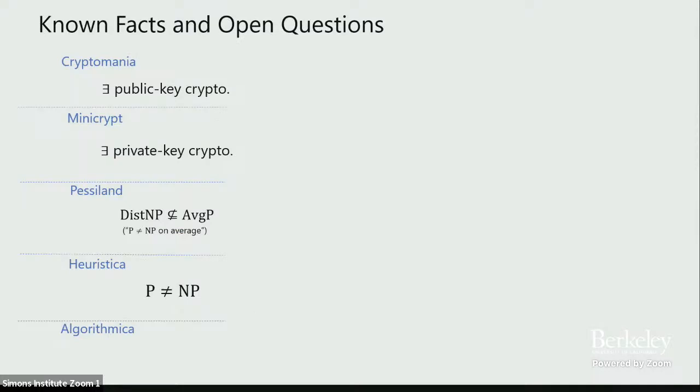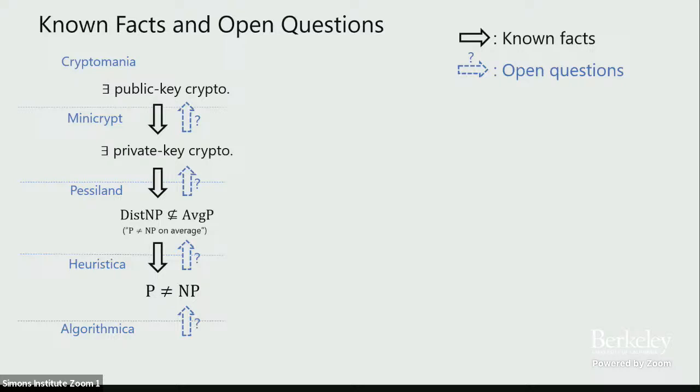So what's known about these important questions? Well, currently we know a trivial implication in a sense. For example, if we have a public key crypto system, then we can construct a private key crypto system. And if we have a private key crypto system, then NP is hard on average, which is written here. This is NP not in average P. And if NP is hard on average, then of course NP is hard in the worst case.